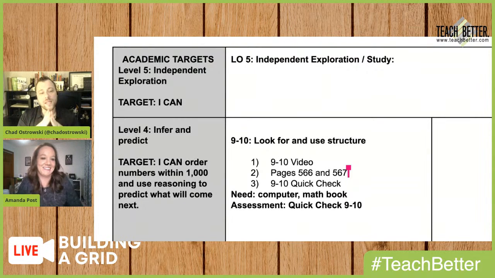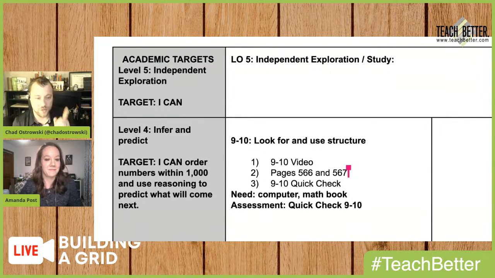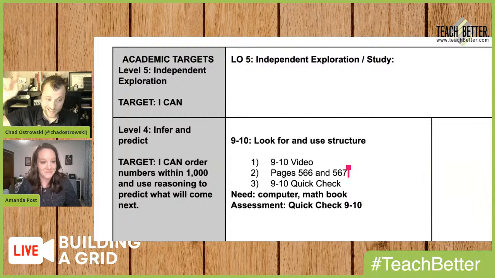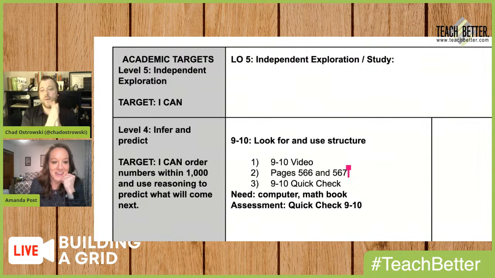So level 4. So this is beyond the standard, okay? So I can order numbers within 1,000 and use reasoning to predict what will come next. So I didn't read anything about prediction in that standard. So that requires higher level creative thinking potentially, which I think is where you were going with this, right? I absolutely love that.